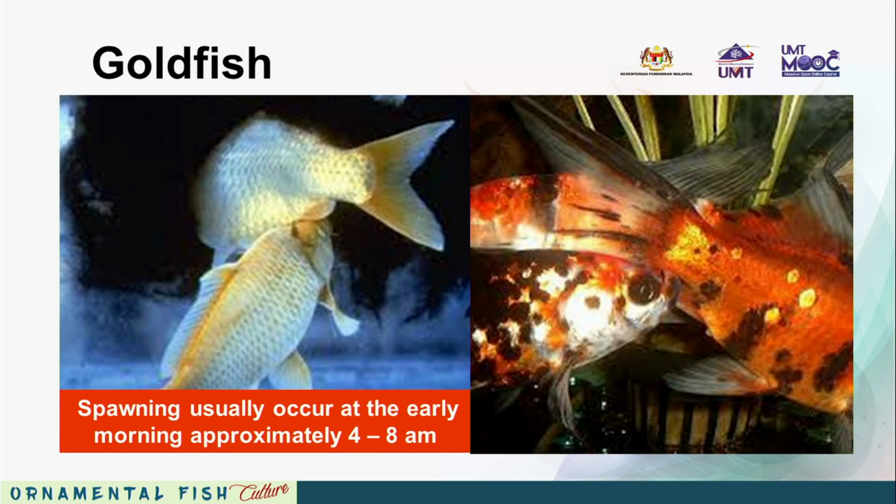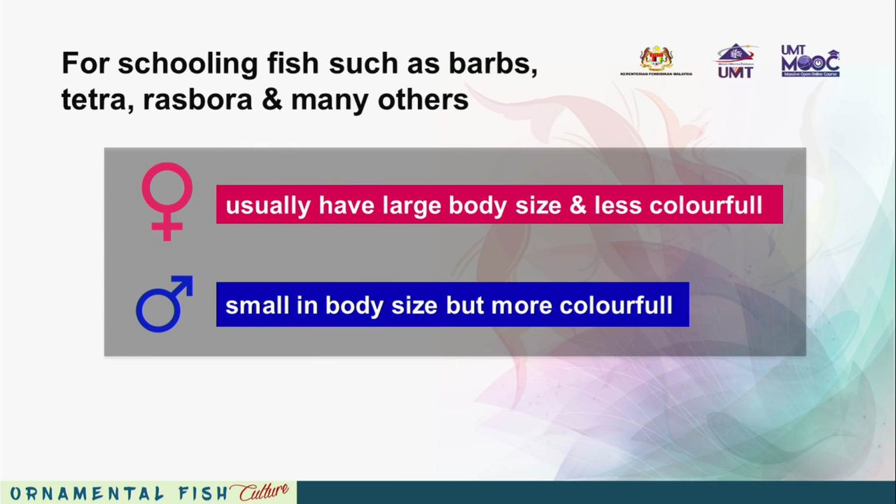Goldfish usually spawn in the early morning, approximately from 4 a.m. to 8 a.m. During the spawning time, the male fish will swim actively following behind the female. For other schooling fish such as tiger barb, tetra, rasbora, and many others, the female usually has the larger body size and is less colorful, while the male fish usually has a small body size but is very colorful and attractive.